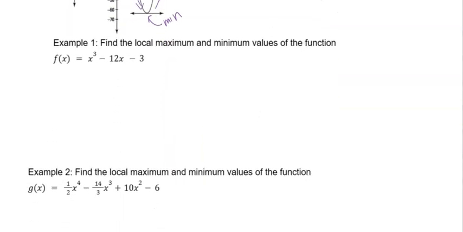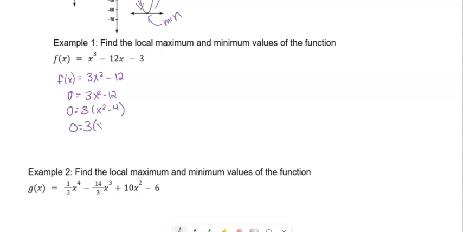So let's try an example. Step 1 will be to find the critical numbers, and I'm going to do that by taking the derivative and seeing when the derivative equals 0. So I'm going to factor out this 3, and then I'm going to see for which values of x this can equal 0. So I have found that this will equal 0 when x is 2 and when x is negative 2.